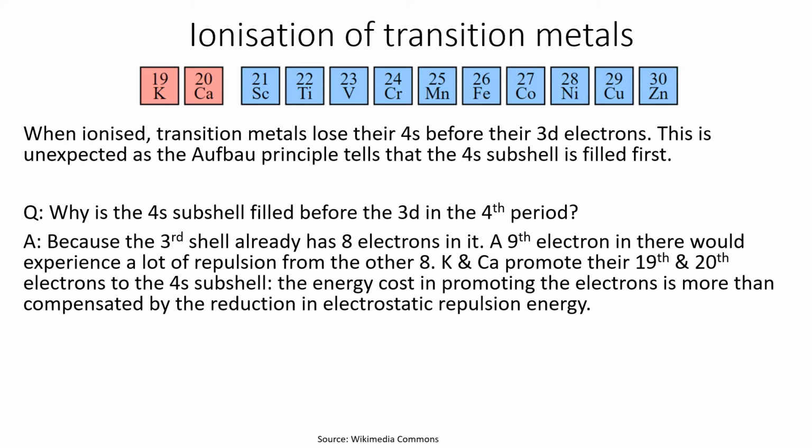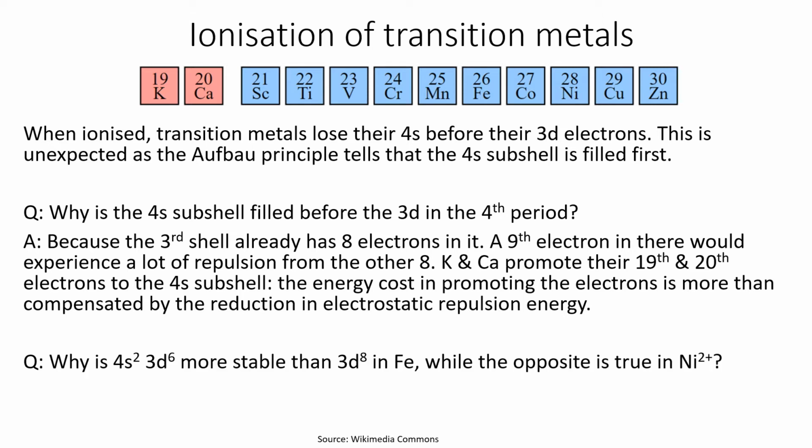And so it turns out that for the potassium and calcium atoms, if they promote a 3d electron up to the 4s subshell, even though that would require an input of energy, overall there's a saving for the atom because there's much less repulsion energy with the other 3d electrons. So there's a net energy benefit from putting the electron in 4s rather than in 3d, and it's explained in terms of all these electric repulsions.